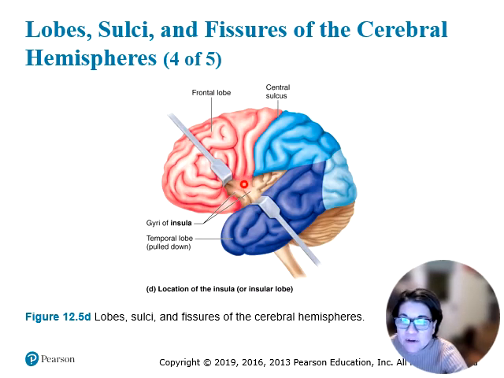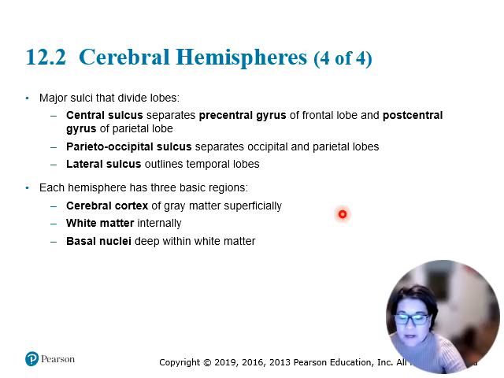And then inside of here, this is the insula. So it's underneath these lobes, the frontal, parietal, and temporal. There's your insula.